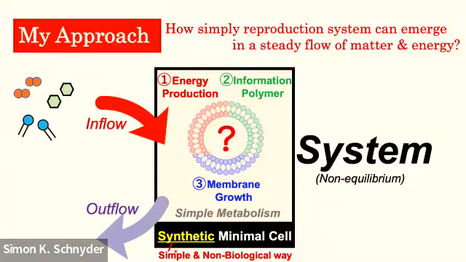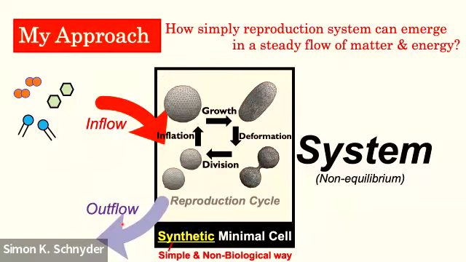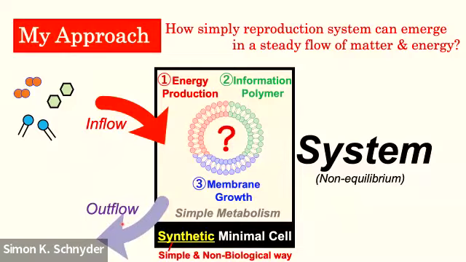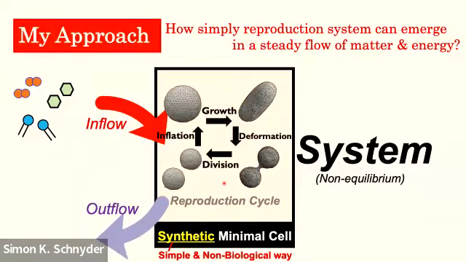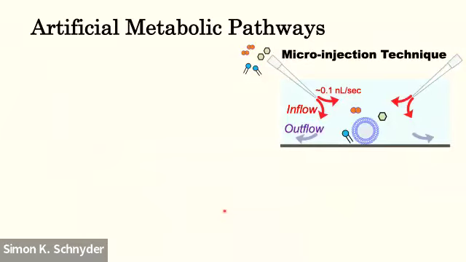And such a system should be constructed in the steady flow of the inflow and outflow of matter and energies. And with the coupling of such chemical reaction units, the system also has to show a reproduction cycle. That means the system has to show growth, and the membrane has to show deformation and division, and then size recovery. This is what I call a reproduction cycle.